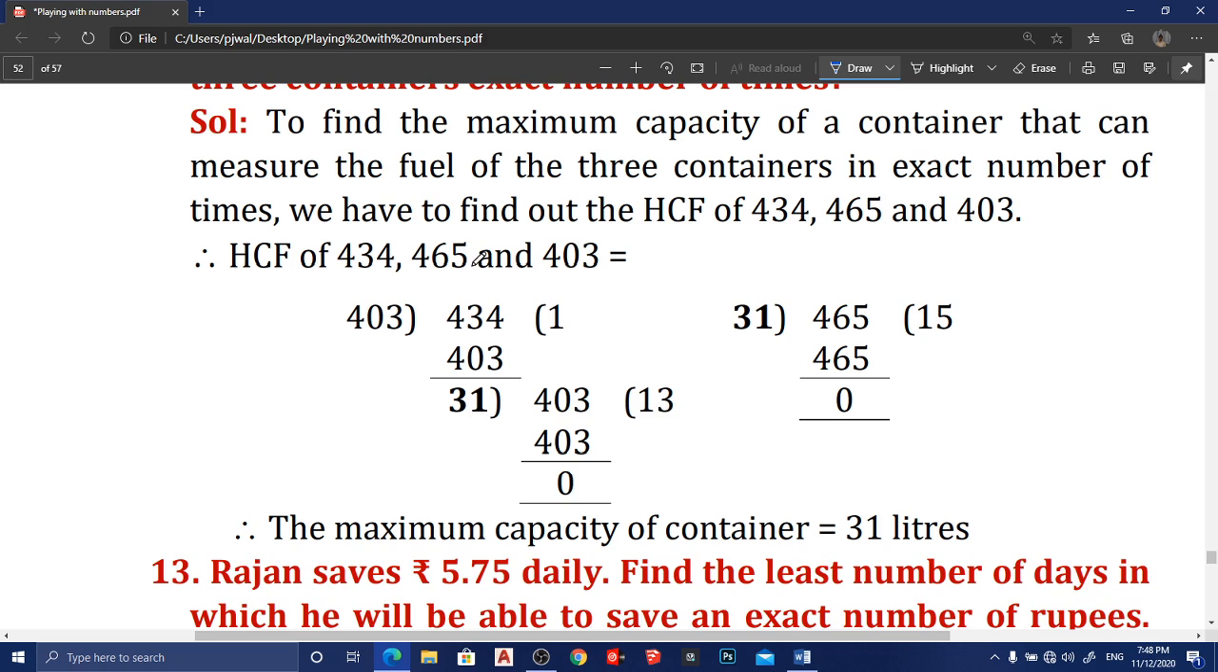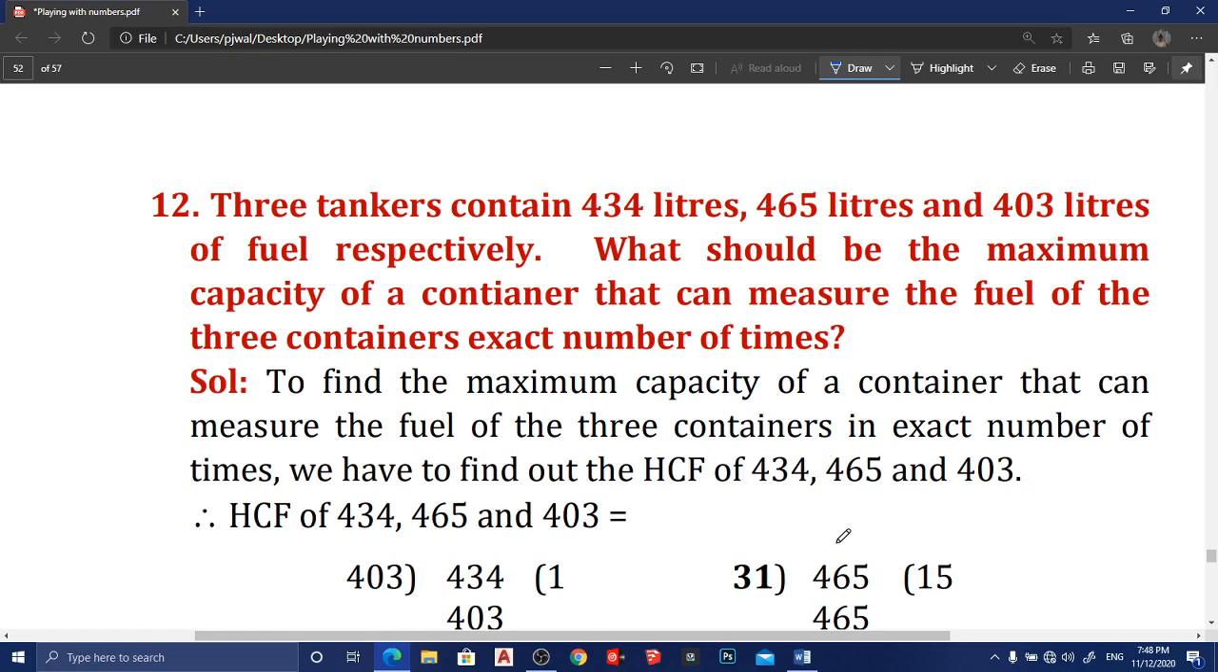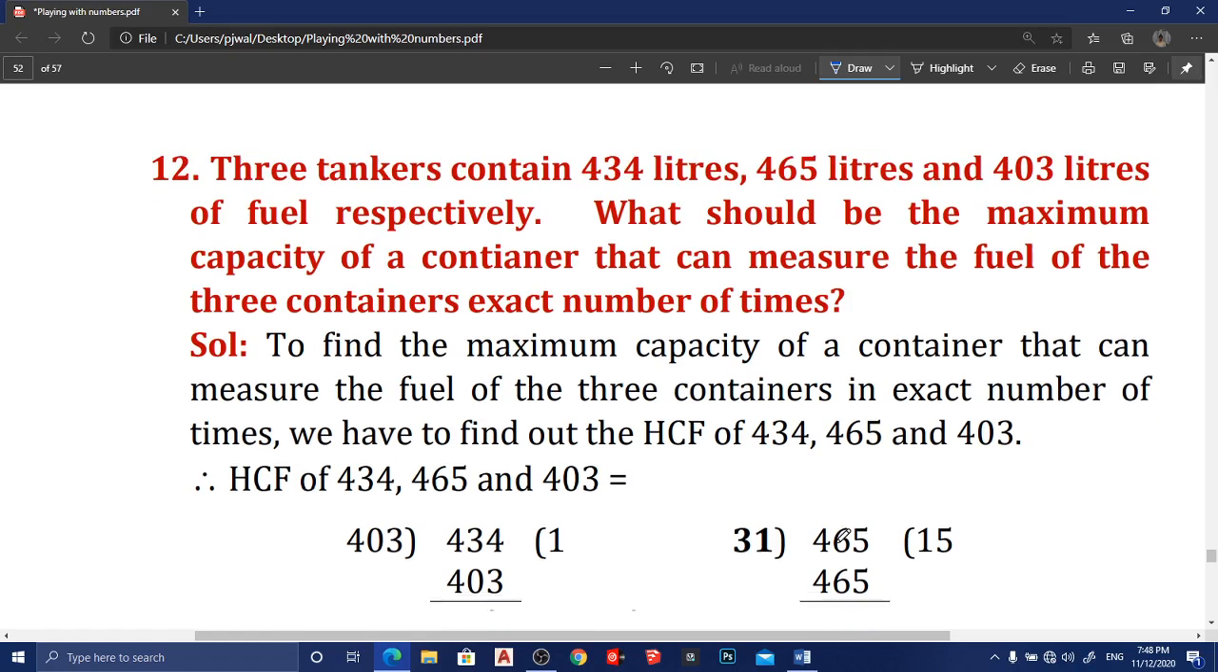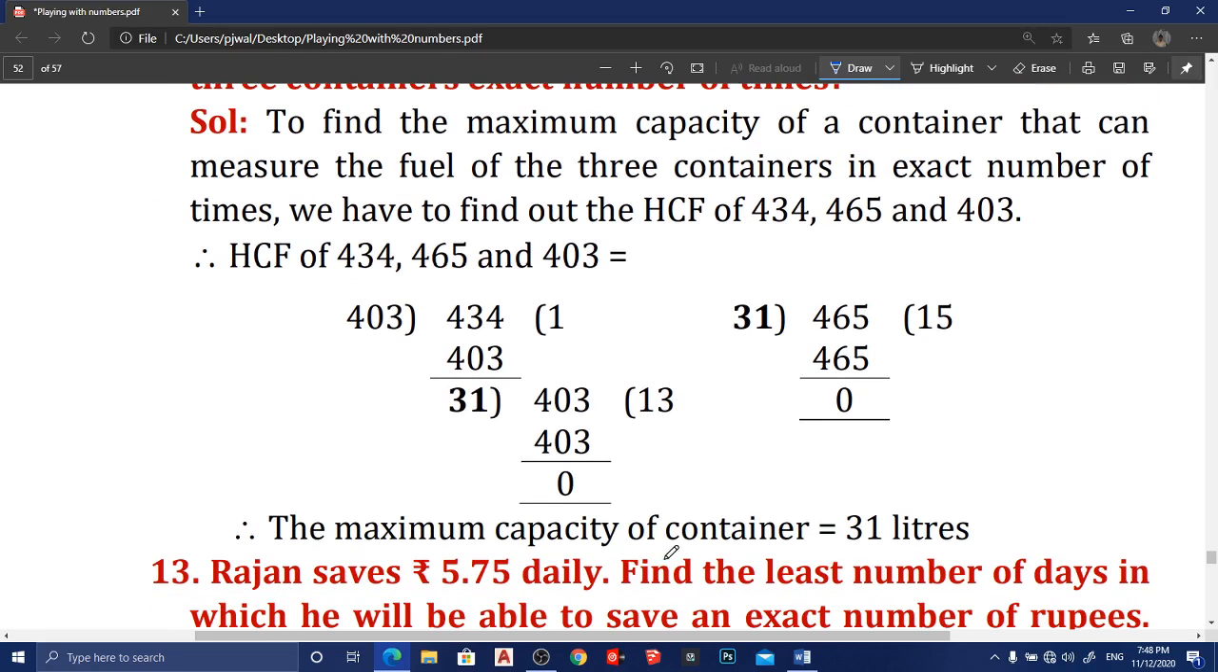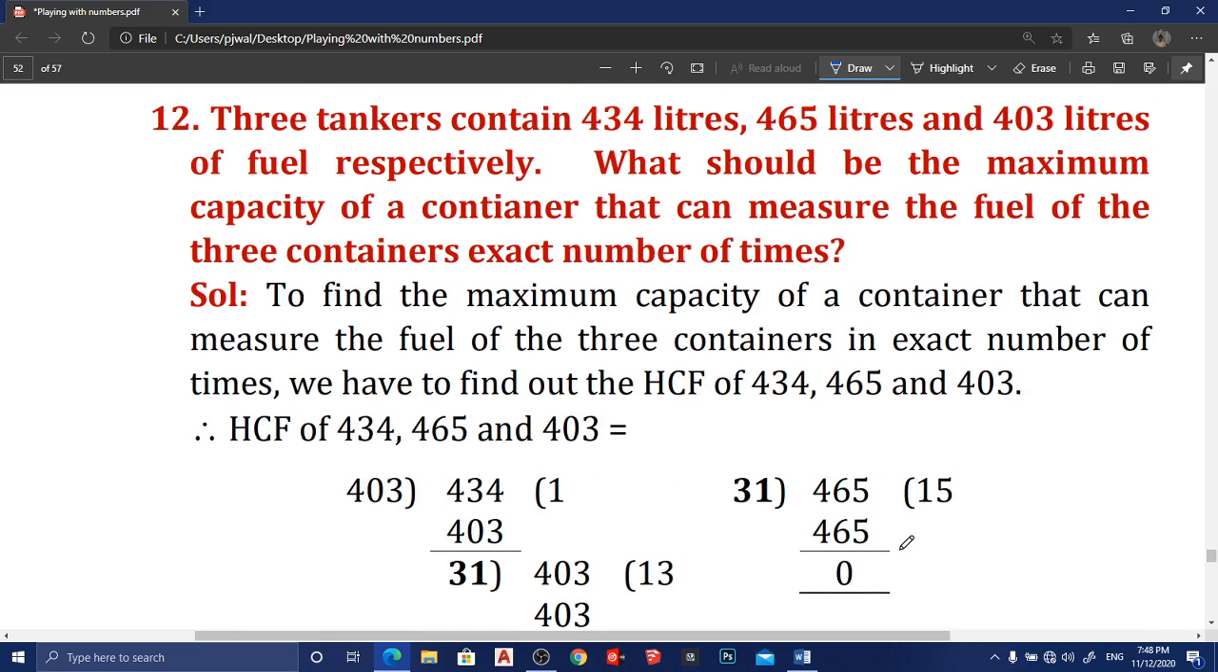Now divide the third number by 31, 15 times. So 31 is the HCF of all these 3 numbers. So this 31 liters is the maximum capacity of the container which can measure the fuel an exact number of times. The maximum capacity of the container is 31 liters.